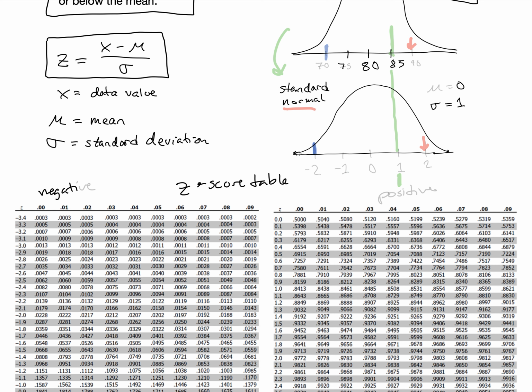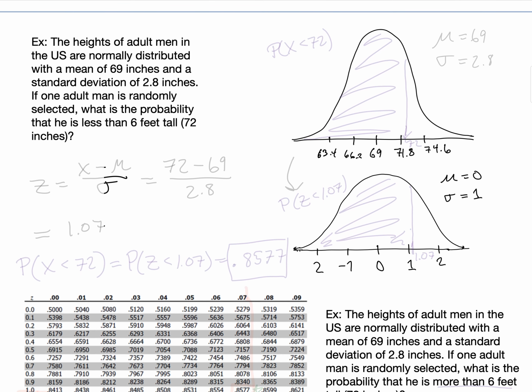So let's look back at our example. The heights of adult men in the U.S. are normally distributed with a mean of 69 inches and a standard deviation of 2.8 inches. If one adult man is randomly selected, what is the probability that he's less than 6 feet tall or less than 72 inches tall? So we first need to bring this data value of 72 inches down to a standard normal distribution. And the way to do that is to take the z-score.